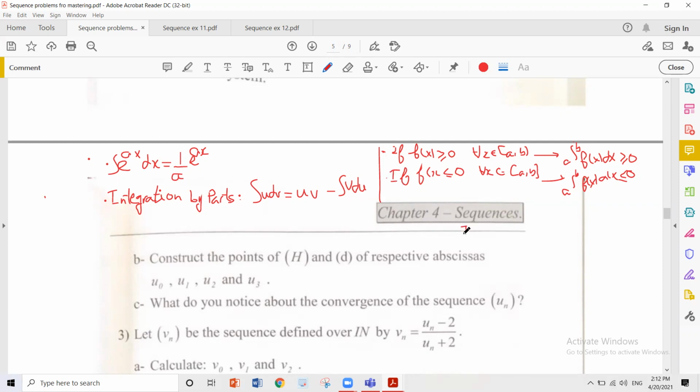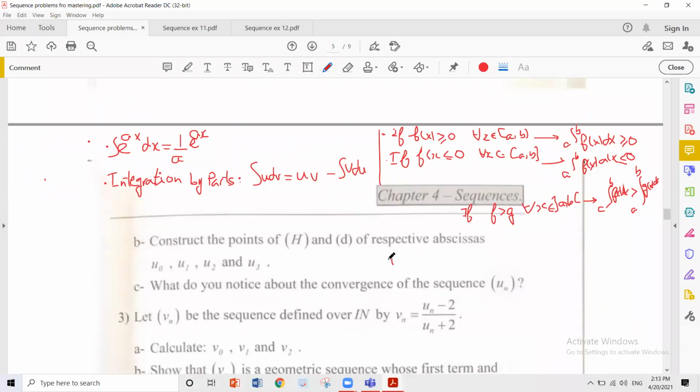Another rule, if f greater than g for all x belongs to AB, بصير عندنا integral from A to B fx dx greater than integral from a to b gx dx.